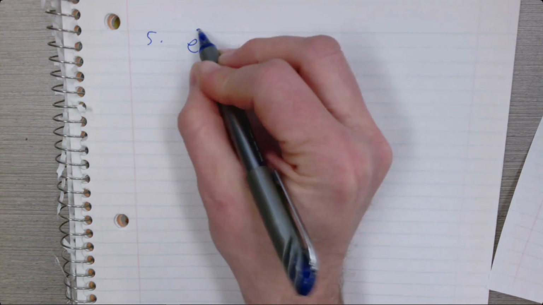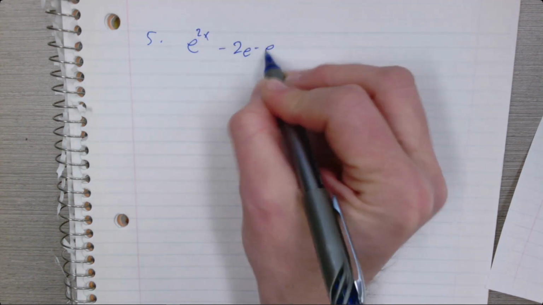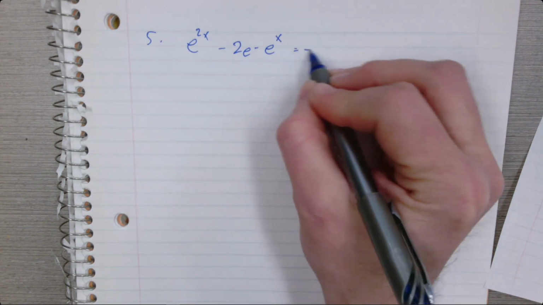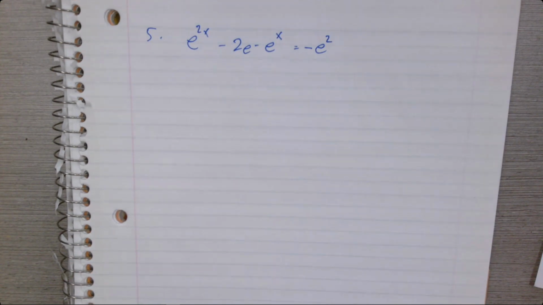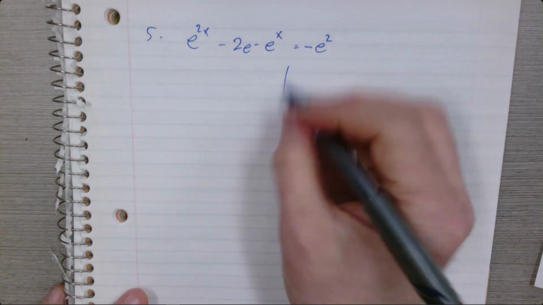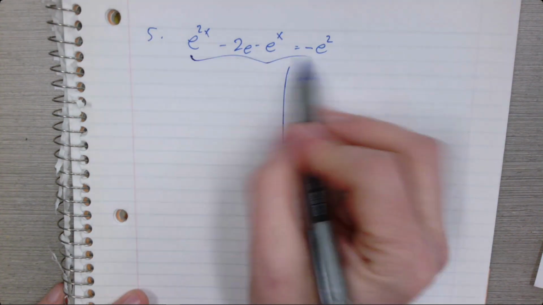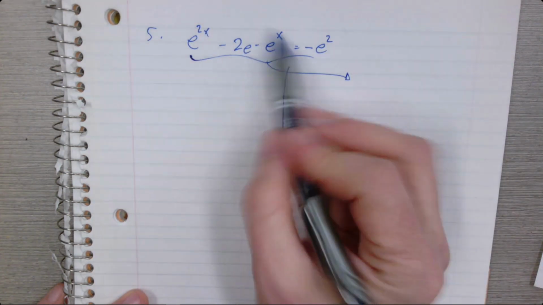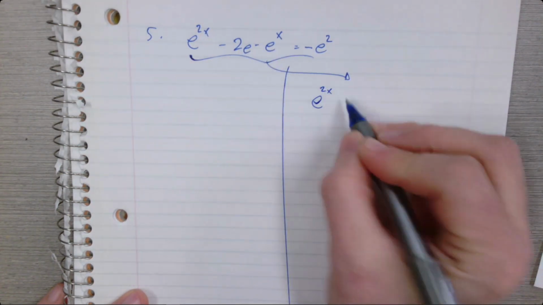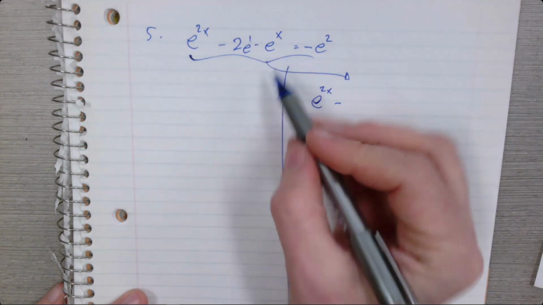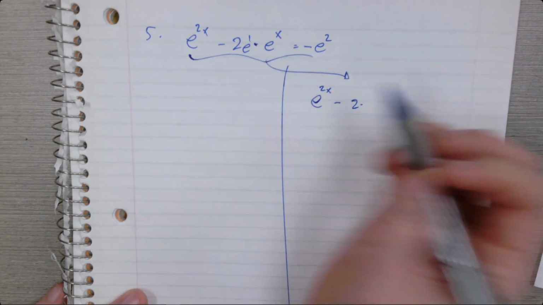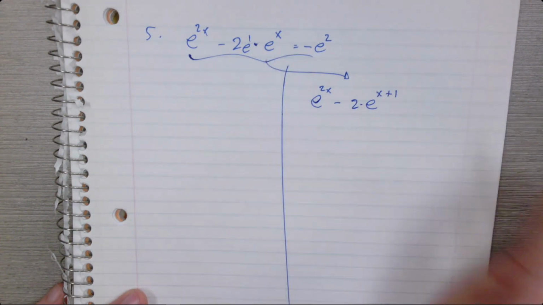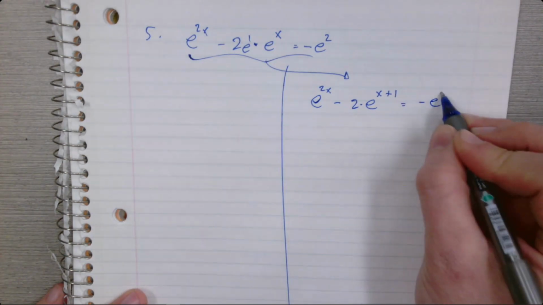Problem 5: e to the 2x minus 2e times e to the x equals negative e squared. Lovely. Okay. So I have a couple of thoughts here. Let's try something on this side. Let's try and bring these together. So here I've got e to the 2x minus, this is 2 times e to the 1st times e to the x. So that's e to the x plus 1, negative e squared.